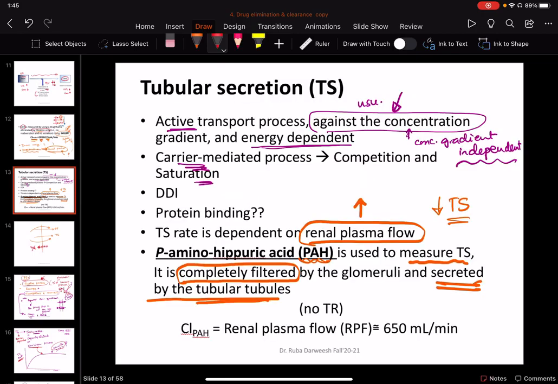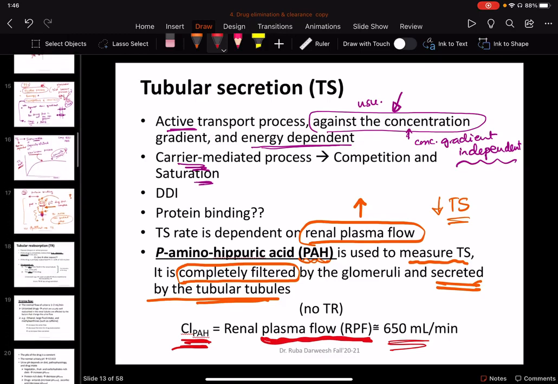It means that the clearance of para-aminohippuric acid should be equal to the complete renal plasma flow. Everything that goes out in the filtration and also in the secretion, which will be around 650 milliliters per minute.